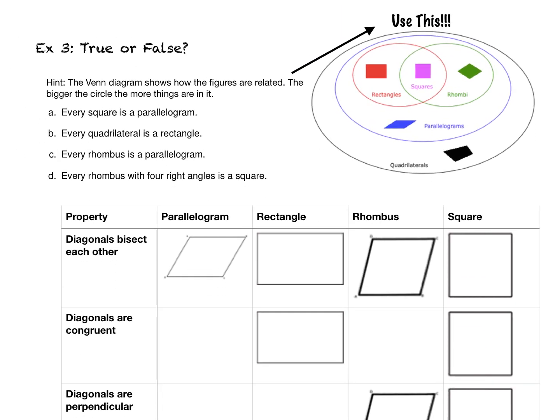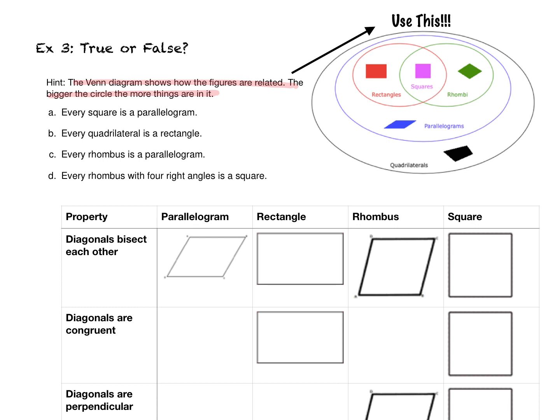So remember, this is a Venn diagram, okay? And it shows how the figures are related to one another. The bigger the circle, the more things that are in it. So just a reminder of what a Venn diagram actually is. When you look at this Venn diagram, everything inside it is a quadrilateral because that's the biggest circle. Everything inside the blue would be a parallelogram. Everything inside the red circle would be a rectangle. Everything inside the green circle would be a rhombus, and everything that is pink would be squares, okay?